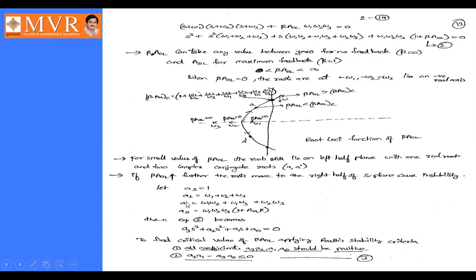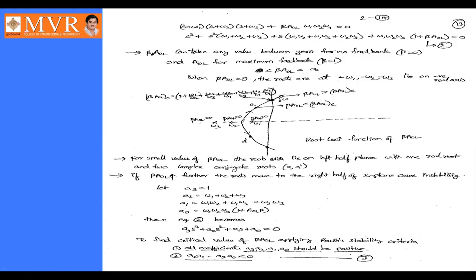In the place of omega 1 plus omega 2 into omega 3, we are going to write A2. In the place of this expression we are going to write A1, and in the place of this one we are going to write A naught. By writing that, we are making the equation simple. So by substituting these values in equation number 2, the equation becomes A3 s cube plus A2 s square plus A1 s plus A naught is equal to 0.